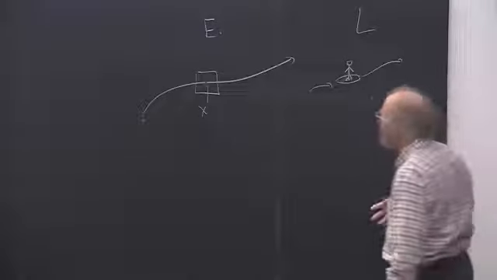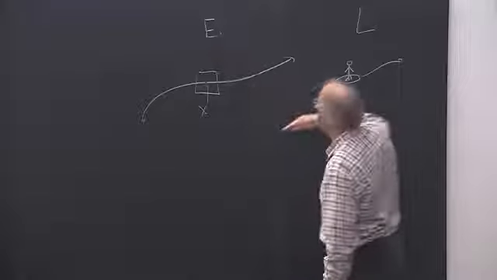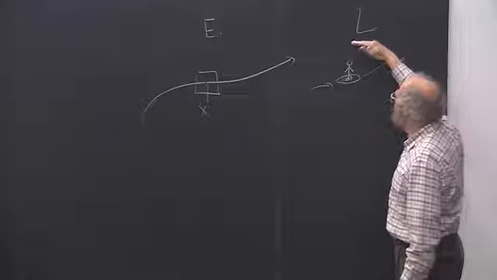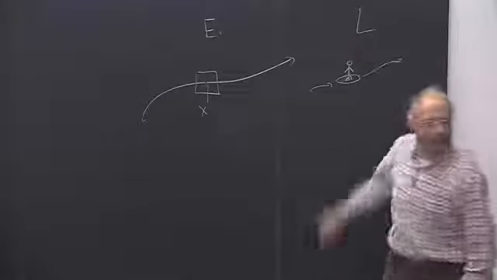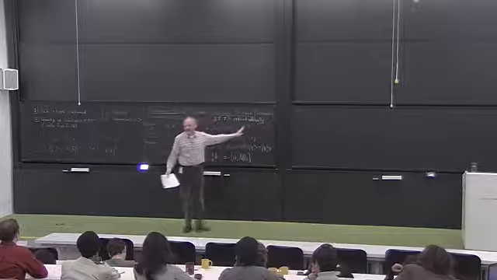Some numerical codes use the Euler description, and some numerical codes use the Lagrangian description. So Schrödinger picture and Heisenberg picture, that's exactly the same thing for a quantum system.